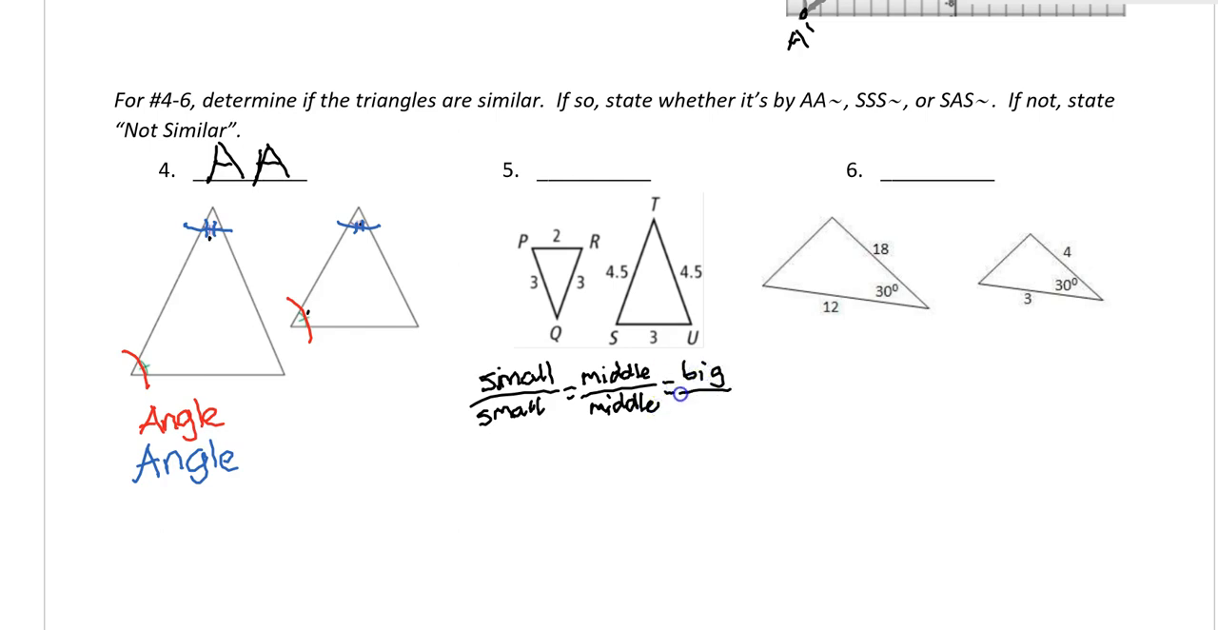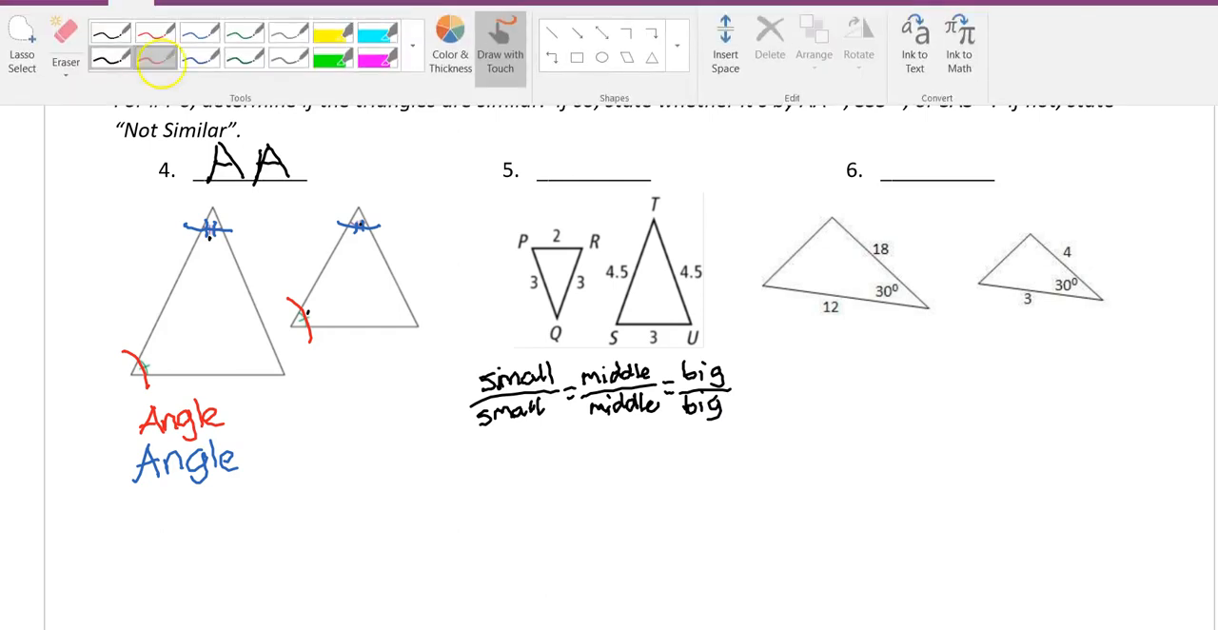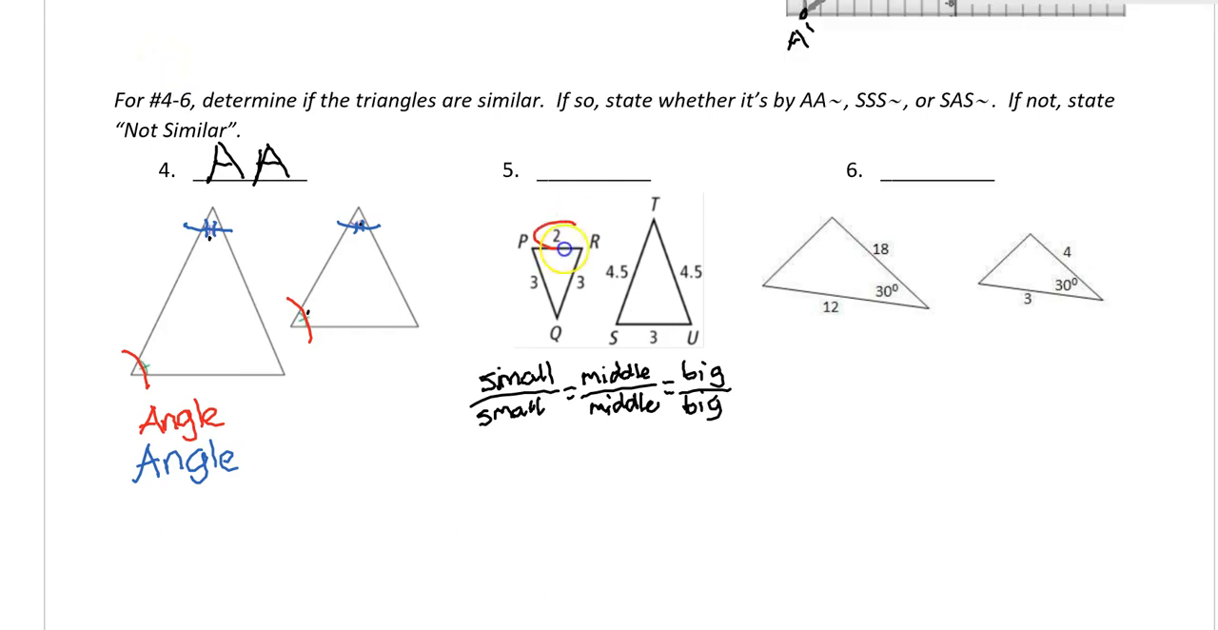and big over big. So my smallest number on my first triangle is 2. My smallest number on my second triangle is 3. My middle number, well, this guy's weird because 3 is the same as 3, so I'll underline it. It doesn't really matter which one because they're the same. So that's a weird situation. And then we have another 3 and another 4.5.